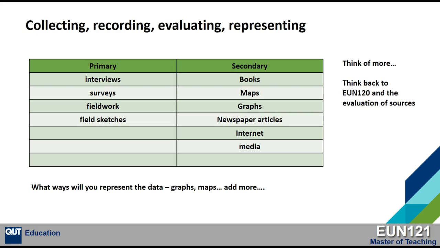Continuing through the different stages of inquiry from the Australian curriculum then, the next stage is collecting, recording, evaluating and representing. So this is basically about, okay, we have our questions, where are we going to find our answers? In geography, sources can be primary or secondary, as you can see on the table in front of you. Primary basically means that you get the information firsthand by doing fieldwork, for example, whereas secondary means that you source the information from a book or a website, newspaper article, or something like that.